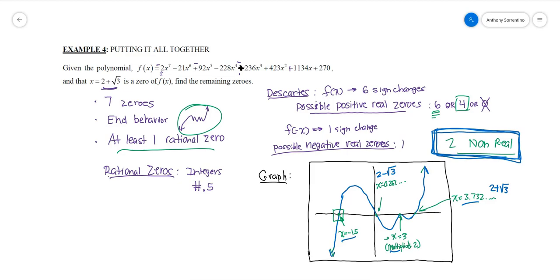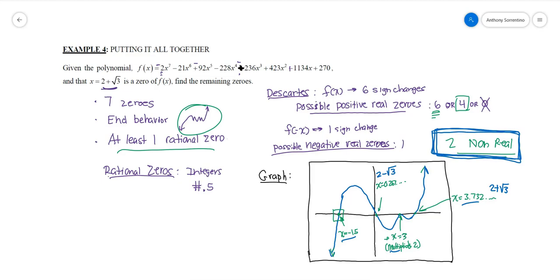What I have to do now is figure out what those 2 non-real zeros are. And that's where most of the rest of the work's going to be, just to find those 2 other zeros. So right now I've established 4 other zeros. I have 2 minus the square root of 3. I have negative 1.5, or negative 3 halves. And I have 3, which counts twice, because it has a multiplicity of 2. There's 2 other zeros I got to find.